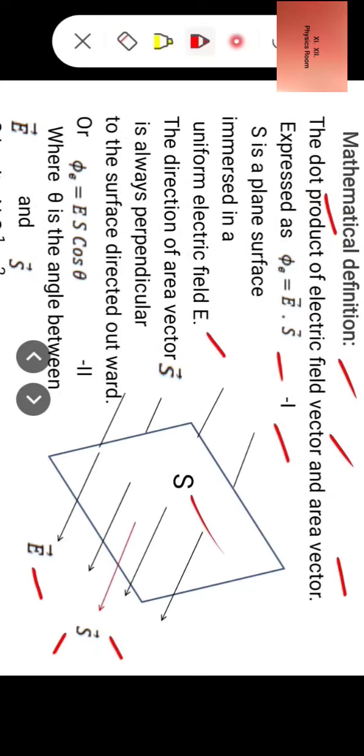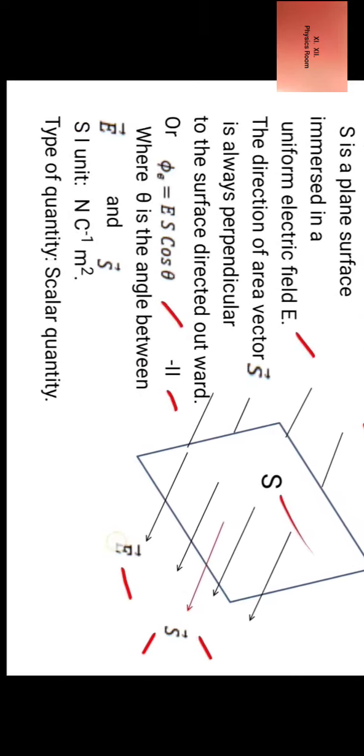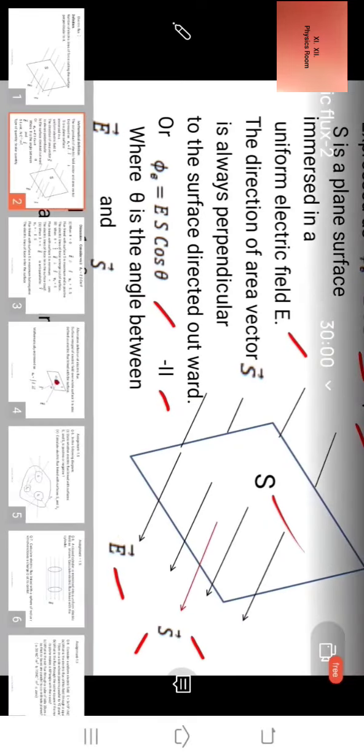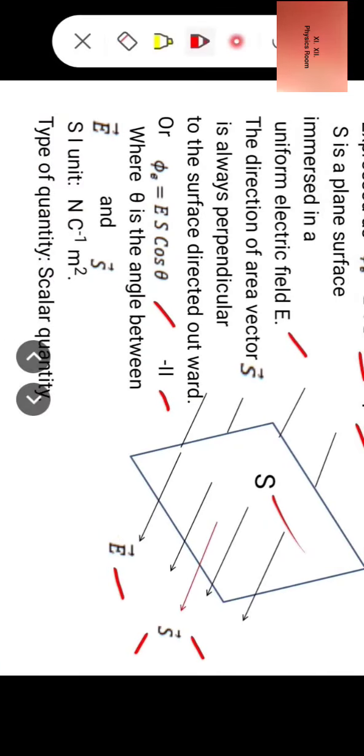Now equation 1 can be expressed as phi E is equal to mod E mod S cos theta. Let us mark it as equation 2, where theta is the angle between E vector and S vector, that is, the angle between electric field vector and area vector.